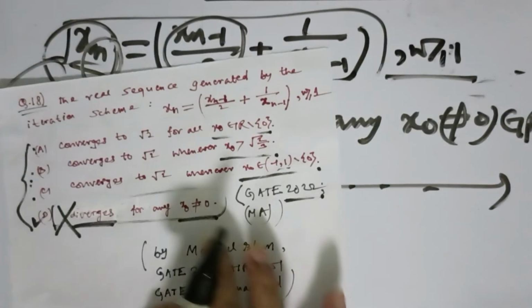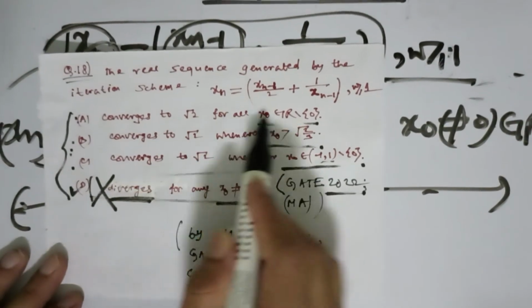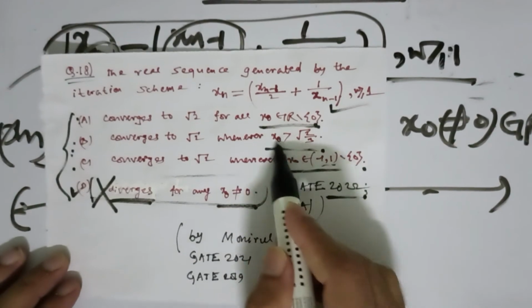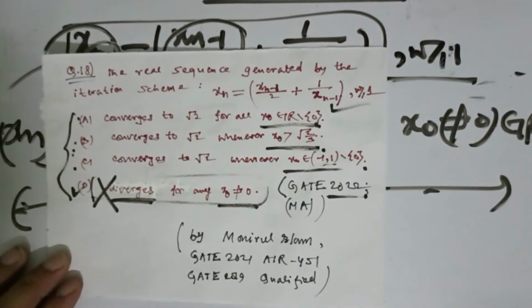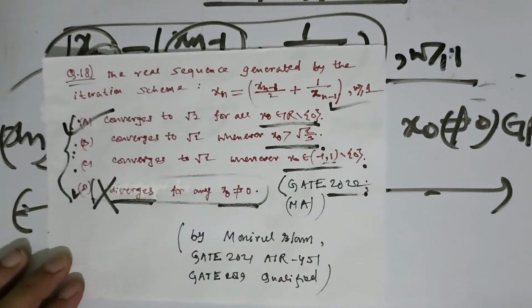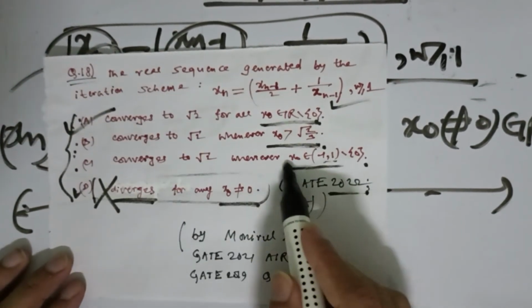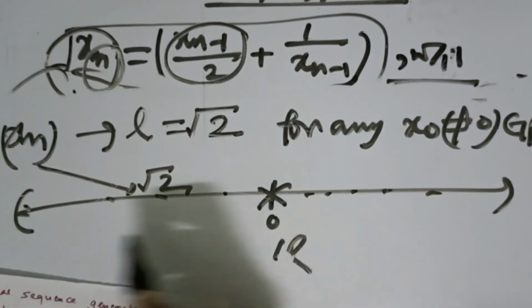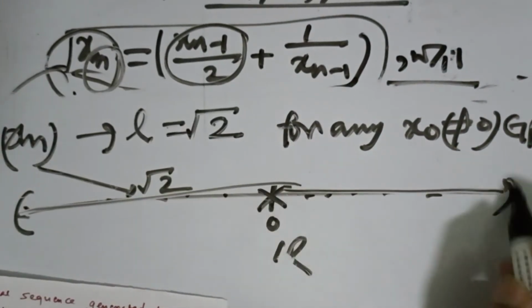Now I am coming to the options. One option says it converges to root 2 for any non-zero real number, right? So it is correct. Basically it converges to root 2 whenever x0 is greater than root 2. It is correct, but we have to take one option, so we have to take the best option. Option A is the best option.